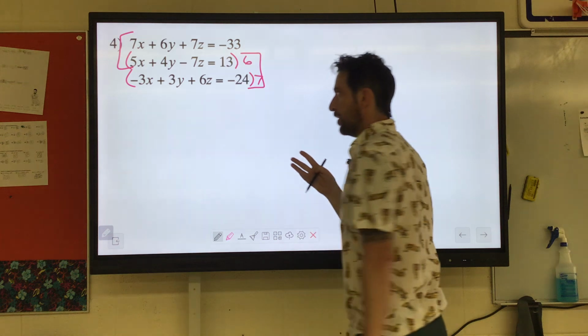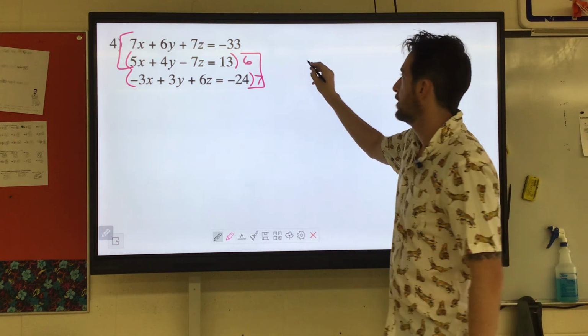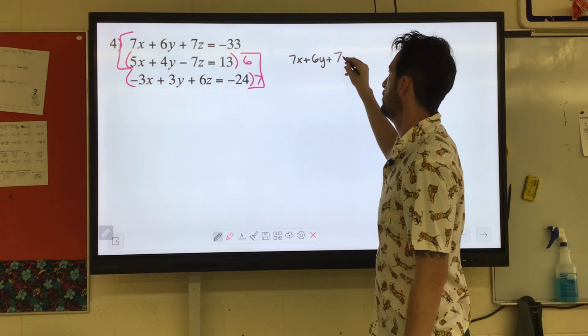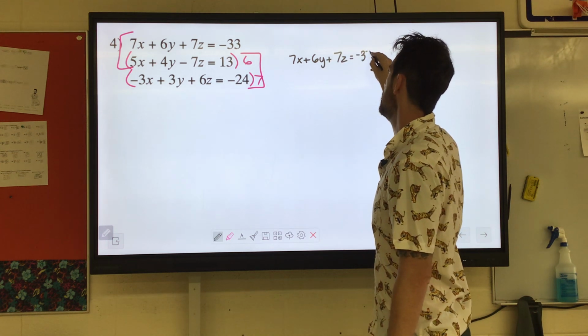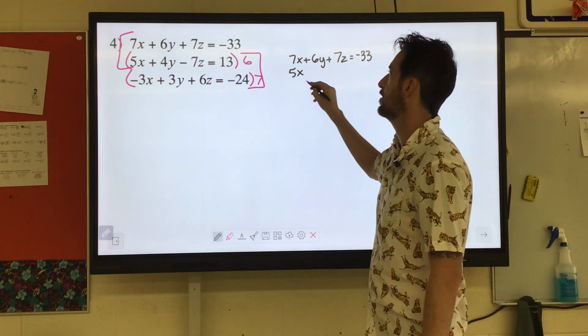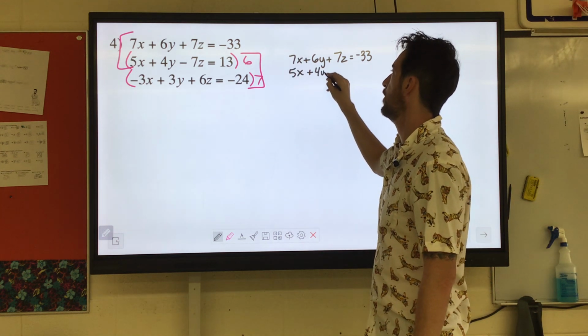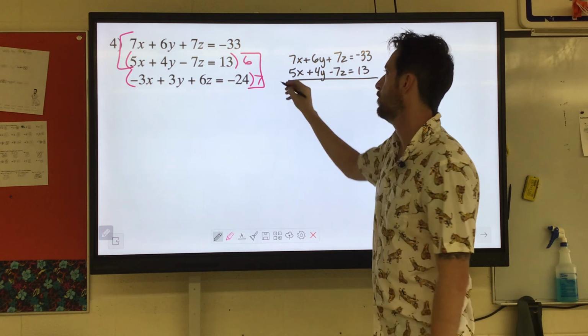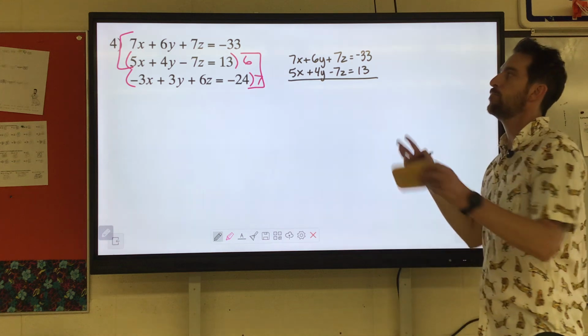So I'm just going to rewrite the first two again. 7x plus 6y plus 7z equals negative 33. The second one, 5x plus 4y minus 7z equals 13. We'll come back to that. Now we're going to multiply them.